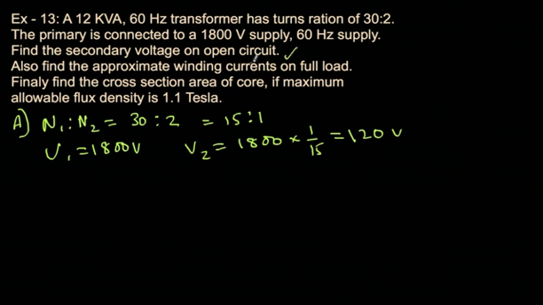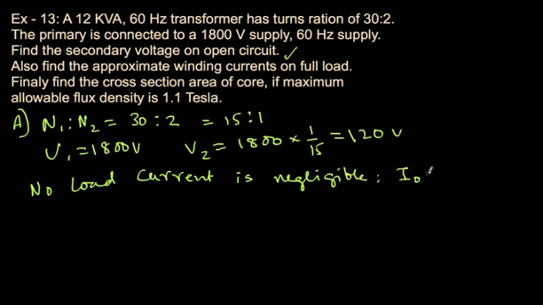Also find the approximate winding currents on full load. Now to find the current, you know that I1 is the summation of the I2 dash and the no load current, but that information is not given. So the no load current is ignored. No load current is negligible. Therefore, I naught is equal to 0, and therefore I1 is nothing but I2 dash.